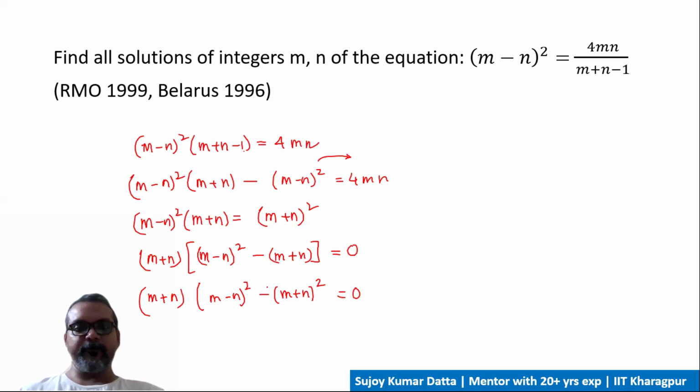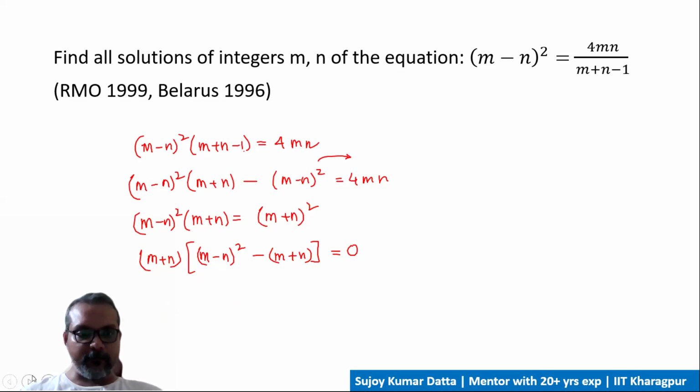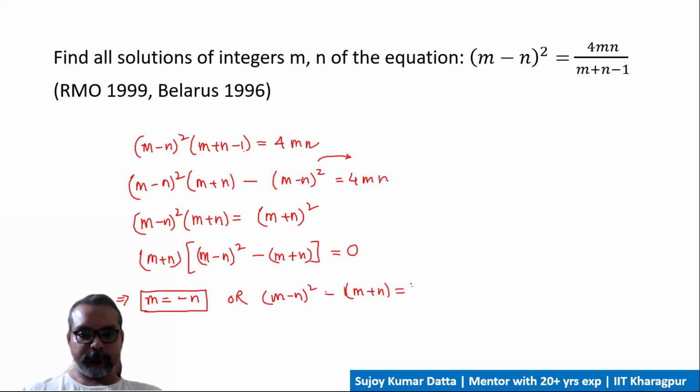So this is what we have. In fact, you can just drop the. Now from here, one thing we can say is m equal to negative n. That's one solution. So that means for every m, you have a negative n. So like m is 2 and n is negative 2, like that. One solution. Or this will be 0.